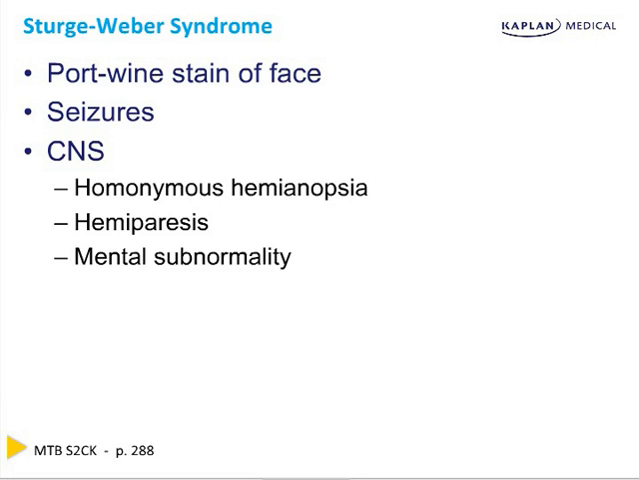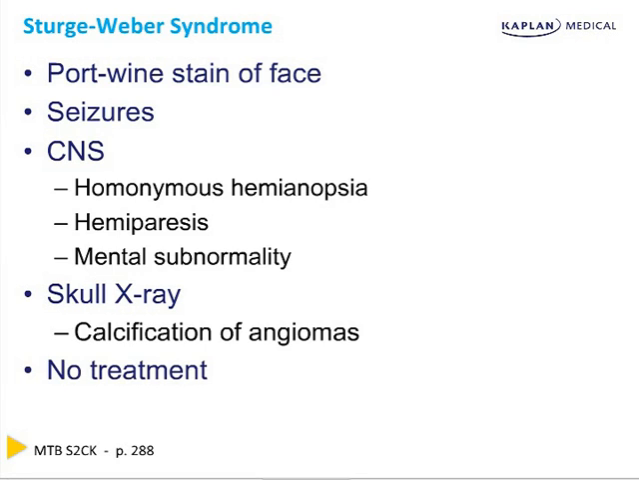There is some degree of mental subnormality. So tuberous sclerosis and Sturge-Weber are more likely to have the mental subnormality. And the unique physical finding, of course, is that port wine stain. The X-ray of the skull will show calcification of the angiomas, and unfortunately there's no treatment except to control those seizures.